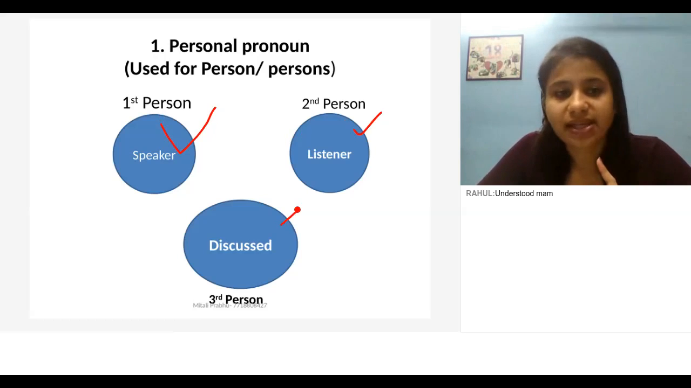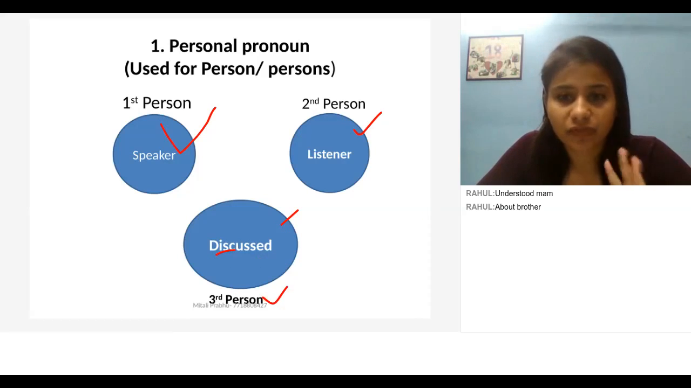And whom are we discussing? We are discussing my brother. So the brother is going to be the discussed one. He is going to be the third person of the conversation. So I am the first person, my mother is the second person, and the one we are talking about is the third person. In any conversation, there is always a first person, second person, and third person.